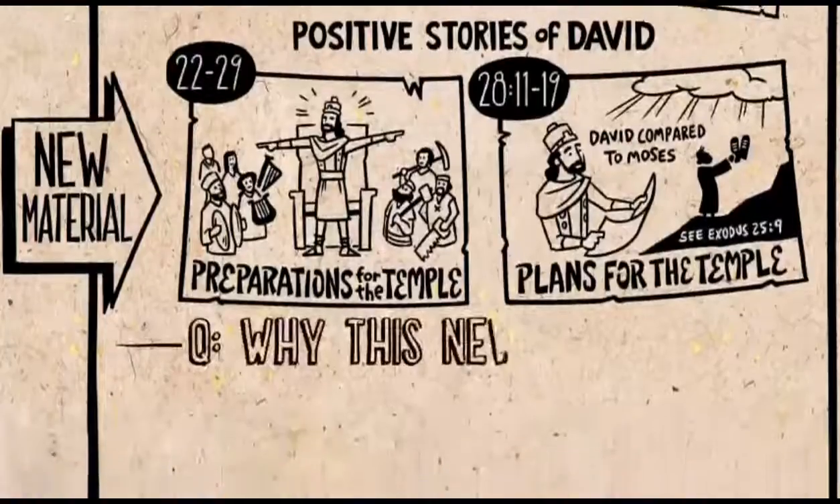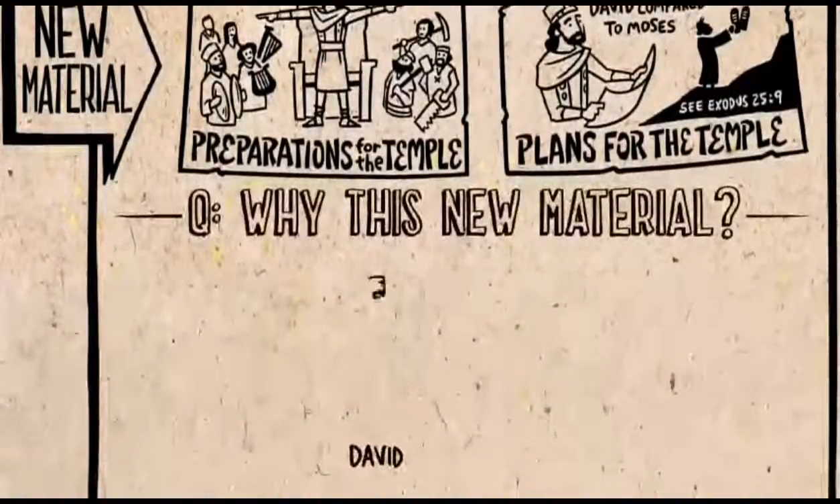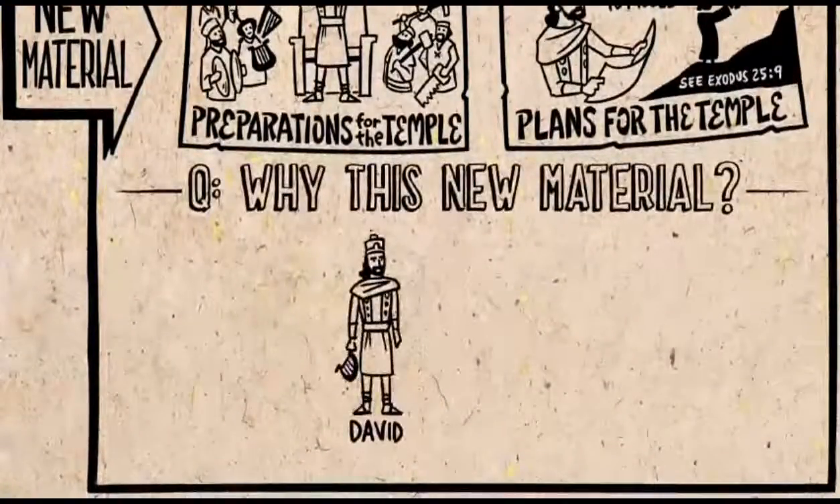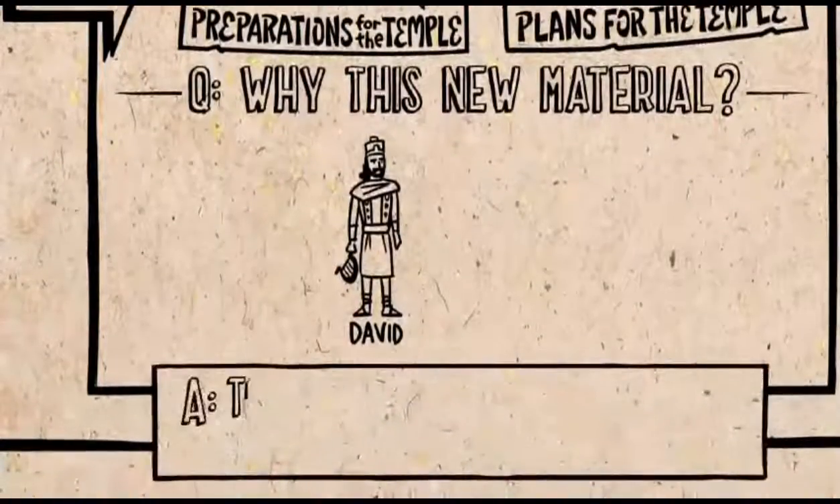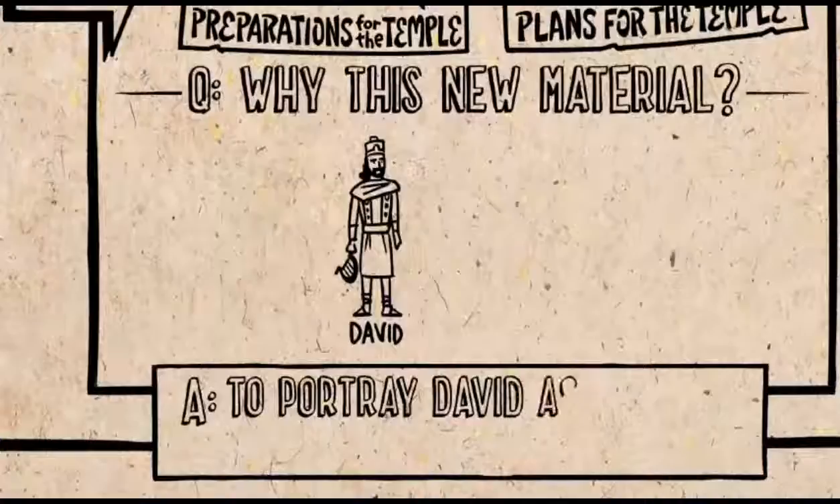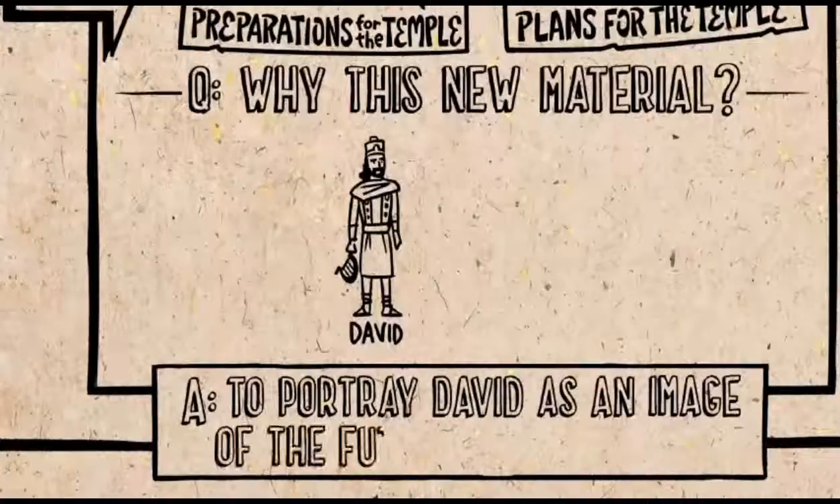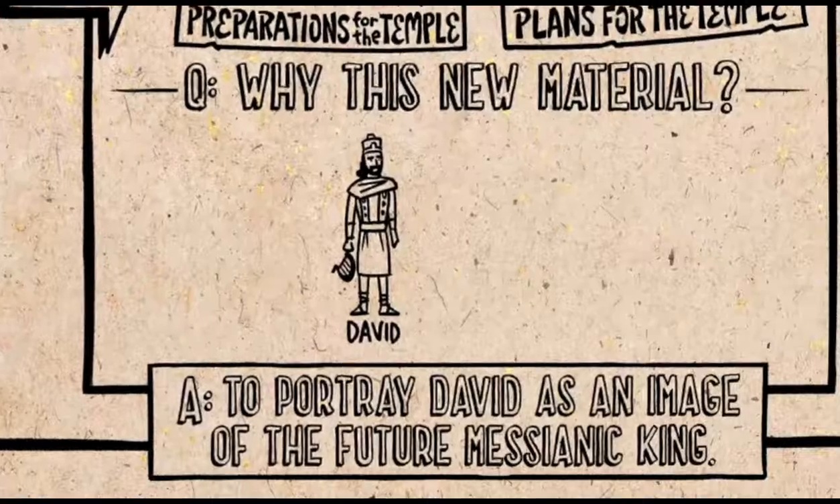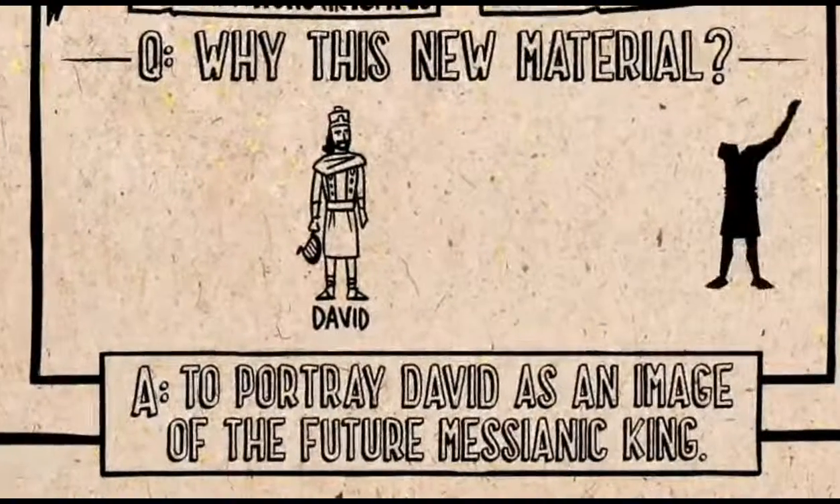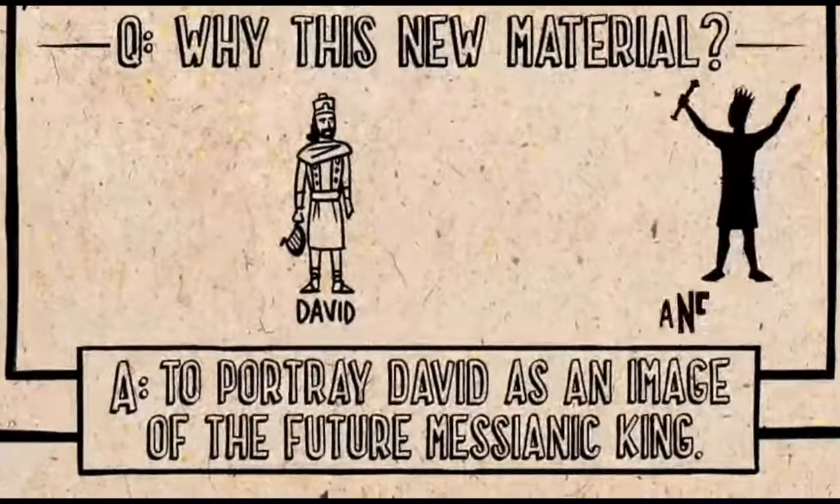So why all this new material about David? The author's not trying to hide David's flaws. He knows that anybody can go read about them in the book of Samuel. Rather, he's trying to portray David as the ideal king in order to make him an image or a type of the future Messiah from the line of David. It's very similar to how Jeremiah or Ezekiel spoke of the coming Messiah as a new David.